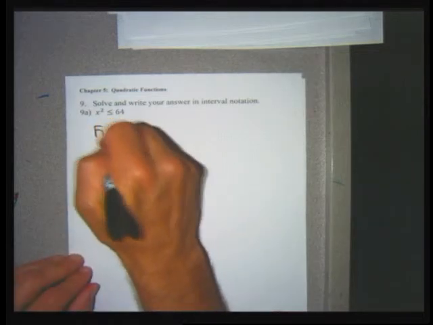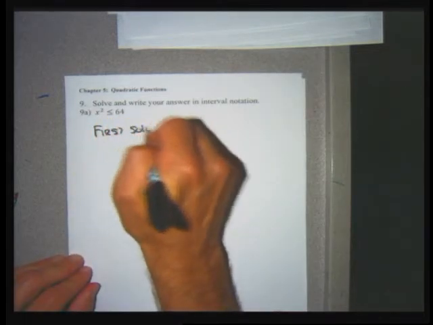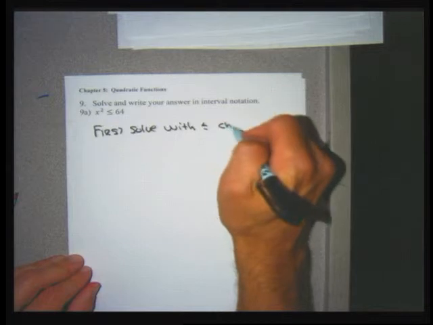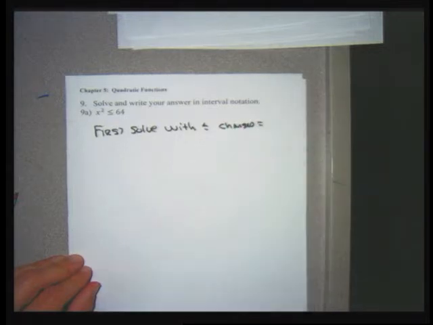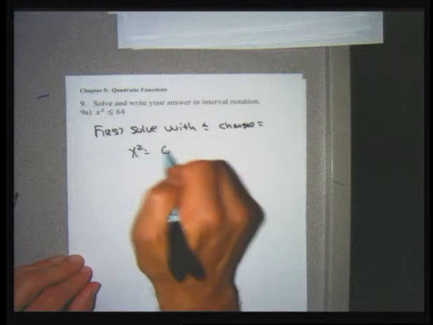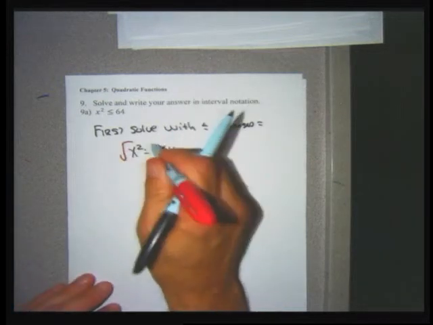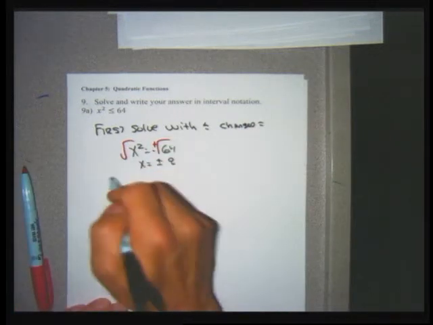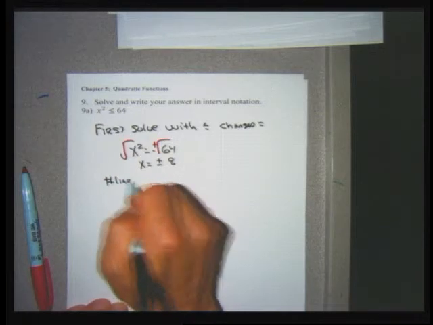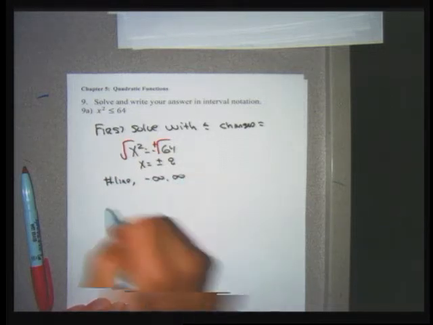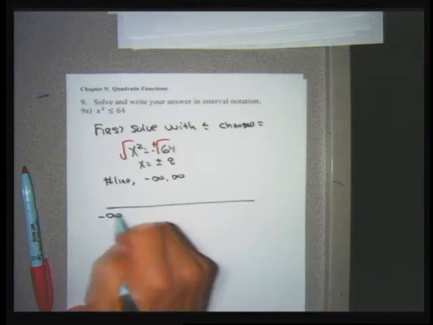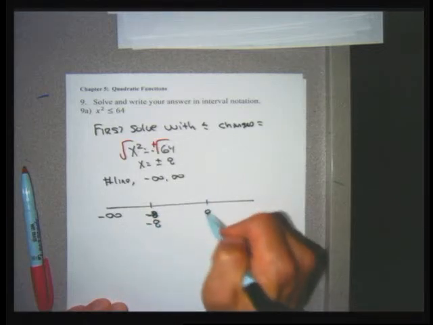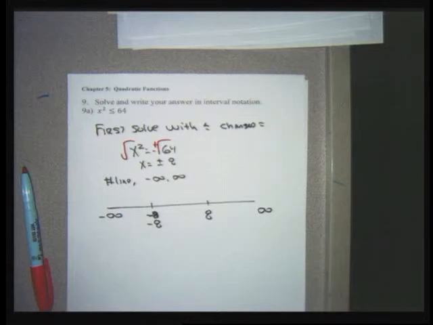First, solve with the less than or equal to changed to an equal. So I'm going to solve x squared equals 64. I'm going to square root, plus or minus square root, and get x equals plus or minus 8. And then we have the number line that we create with negative and positive infinity as well. So my number line is going to go negative infinity, negative 8, positive 8, positive infinity. Create the intervals.